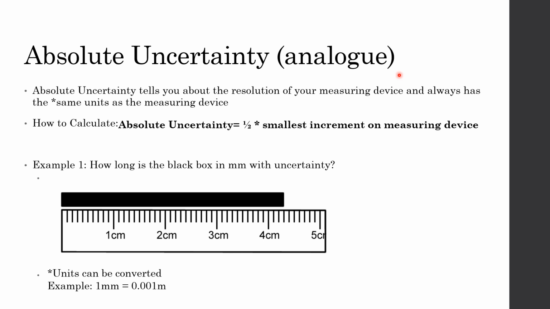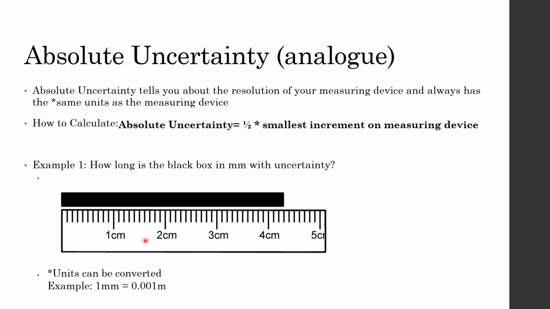Okay? Now, an analog device is a measuring device that has lines on it. Okay? So that could be a ruler, a graduated cylinder, a beaker, etc. Analog devices have lines. So the way that you would find the absolute uncertainty for an analog device is you would take the smallest increment on that device and you would multiply it by 1/2.